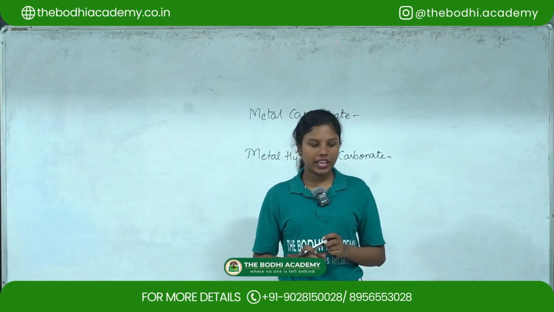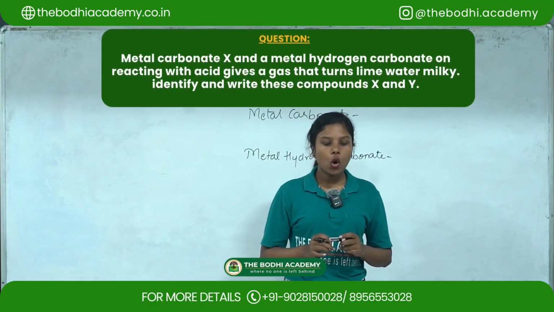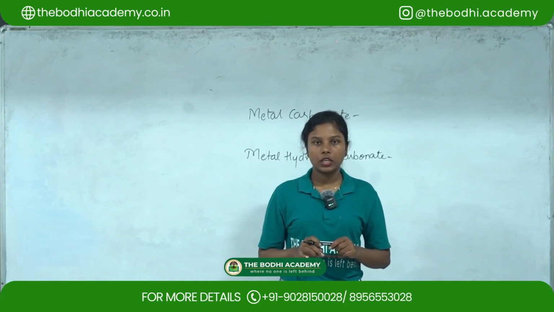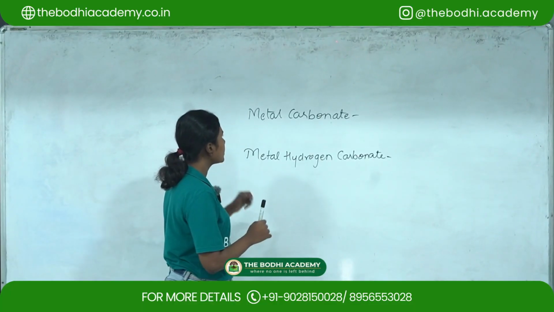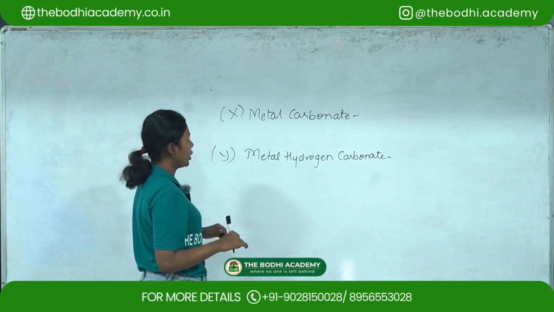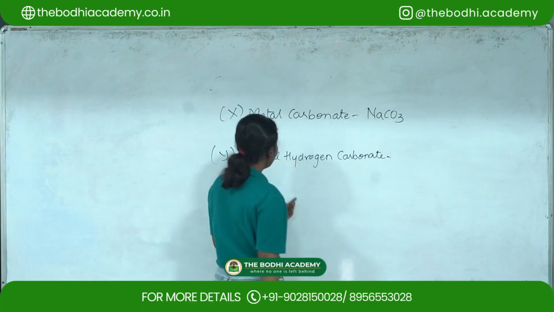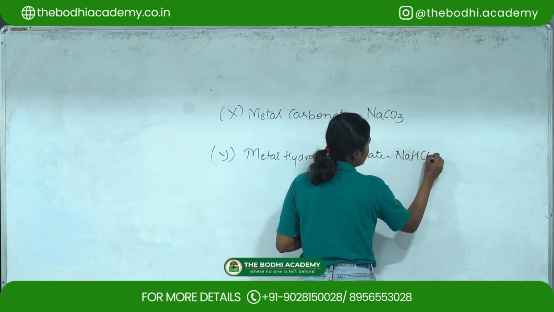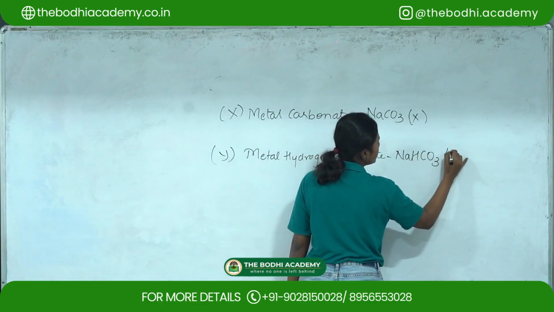Moving to the last question, we have a metal carbonate X and a metal hydrogen carbonate Y, which on reacting with acid give a gas that turns lime water milky. So the first question is, identify and write these compounds X and Y. So our X is nothing but a metal carbonate and our Y is a metal hydrogen carbonate. In this case, we consider X to be sodium carbonate, Na2CO3, and the metal hydrogen carbonate to be sodium hydrogen carbonate, NaHCO3. So this is our respective X and Y.